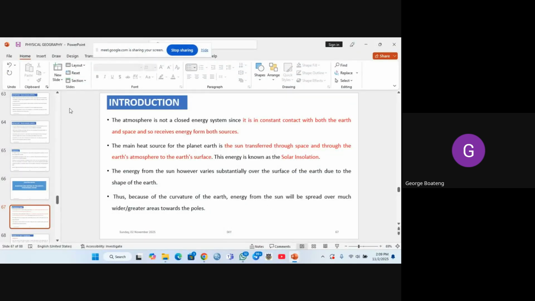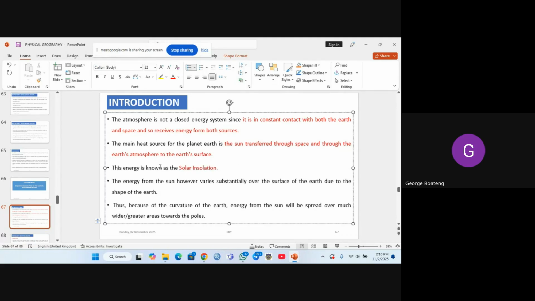Now, we have just said that the atmosphere has some gases. That is good. But there is one thing the atmosphere receives that gives us heat. We say it is from the sun, called solar insolation. That energy from the sun is known as solar insolation, or people simply say insolation. So insolation is the sun energy that we receive.